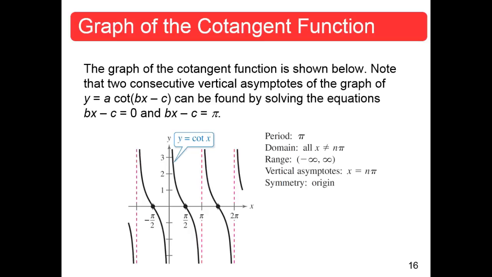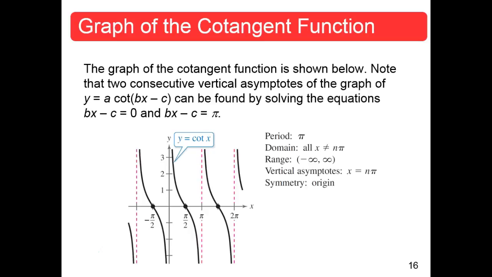This is the regular parent cotangent function. Vertical asymptotes are at 0 pi, 1 pi, 2 pi, 3 pi, negative 1 pi, negative 2 pi, negative 3 pi. Vertical asymptote at every pi. Okay. Now here's the thing to remember about cotangent. Those are the vertical asymptotes.